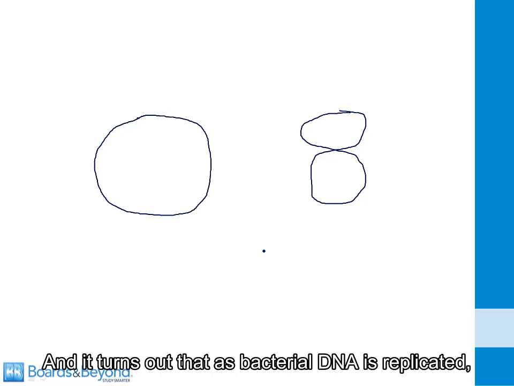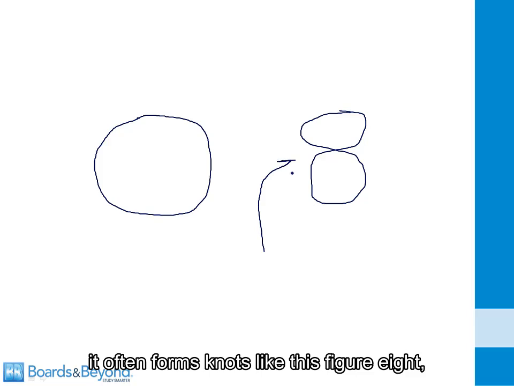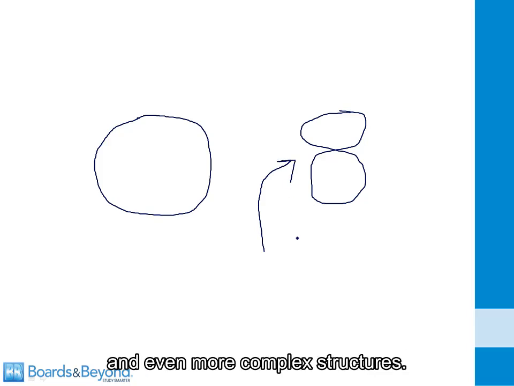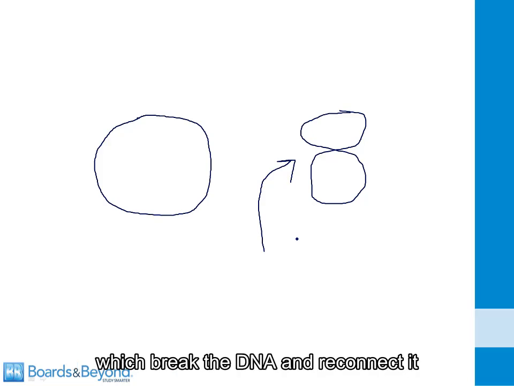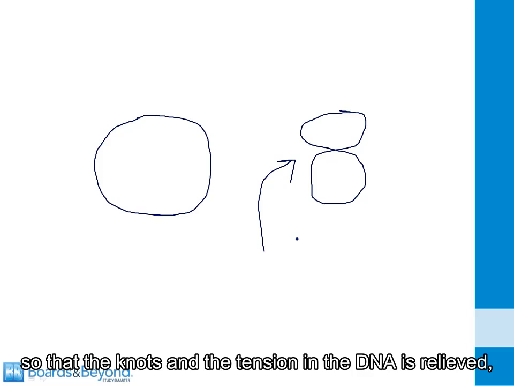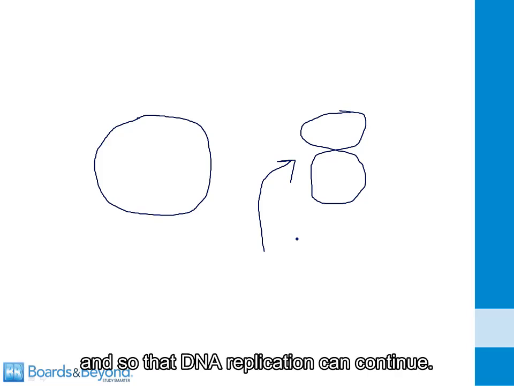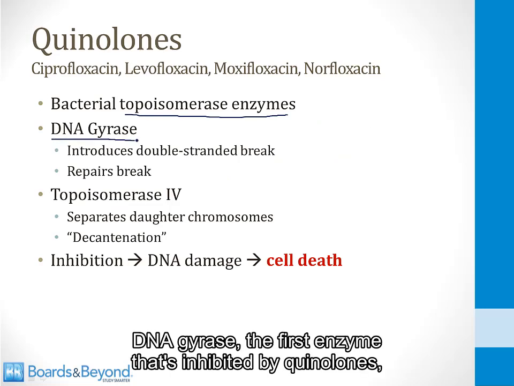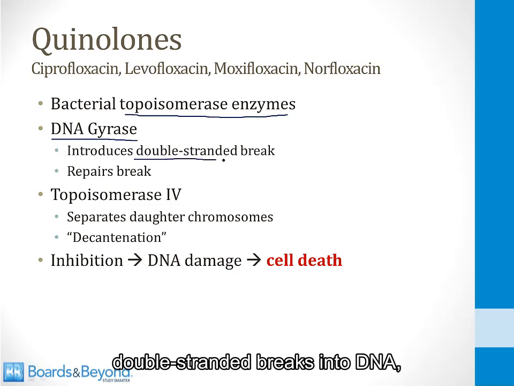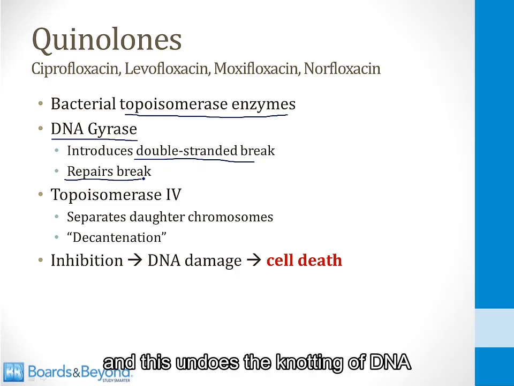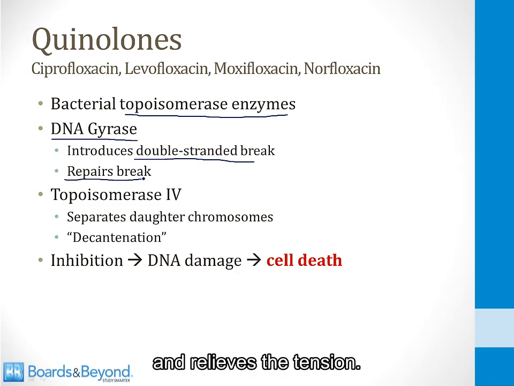And it turns out that as bacterial DNA is replicated, it often forms knots like this figure 8 and even more complex structures. So enzymes have evolved called topoisomerases, which break the DNA and reconnect it so that the knots and the tension in the DNA is relieved and so that DNA replication can continue. DNA gyrase, the first enzyme that's inhibited by quinolones, is a topoisomerase that introduces double-stranded breaks into DNA and then repairs those breaks, and this undoes the knotting of DNA and relieves the tension.